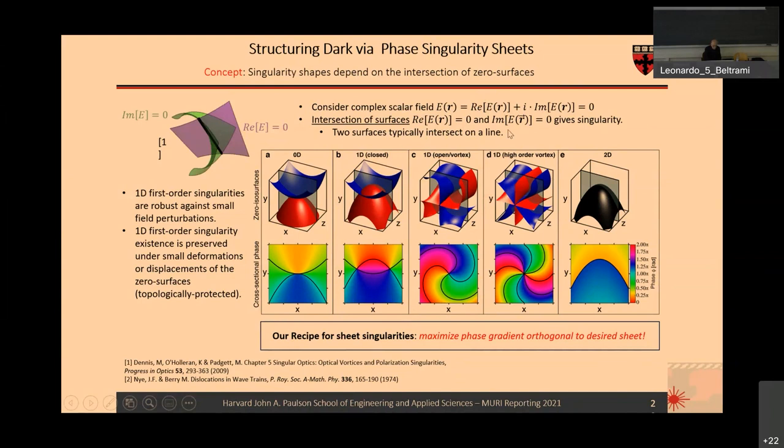So my student did some very heavy duty computational work, using gradient methods, essentially maximizing the phase gradient orthogonal to the design sheet. So you see, what determines the singularity? I have a sheet. When the real and imaginary parts are zero, I have to take the intersection of the real and imaginary part sections. Simple to understand, right? So I can design zero-dimensional singularity, one-dimensional, these are known as vortices, or two-dimensional, like in this case.